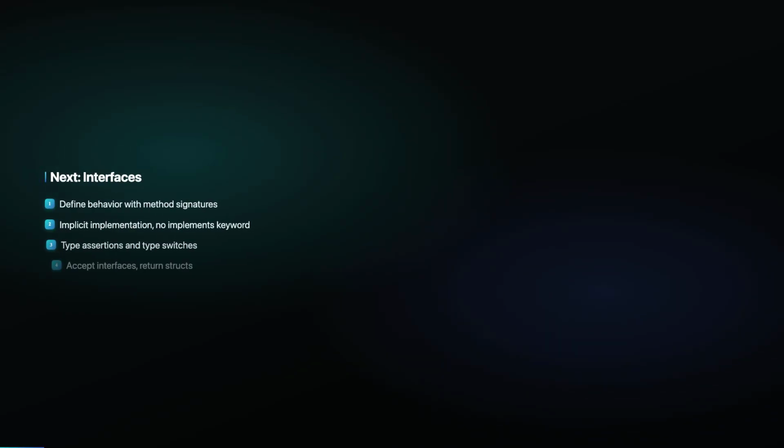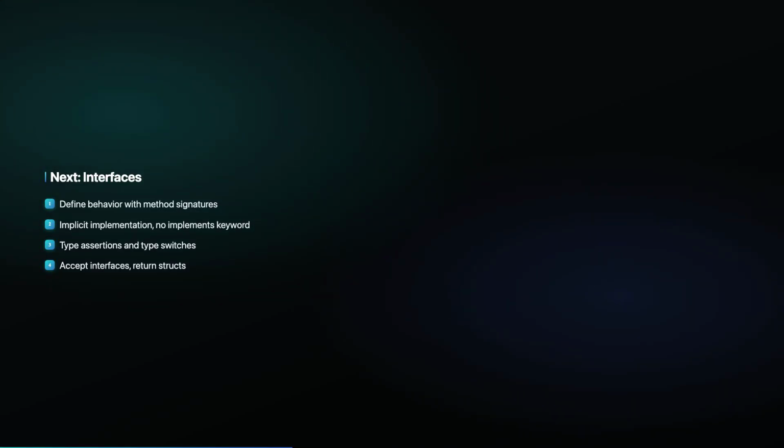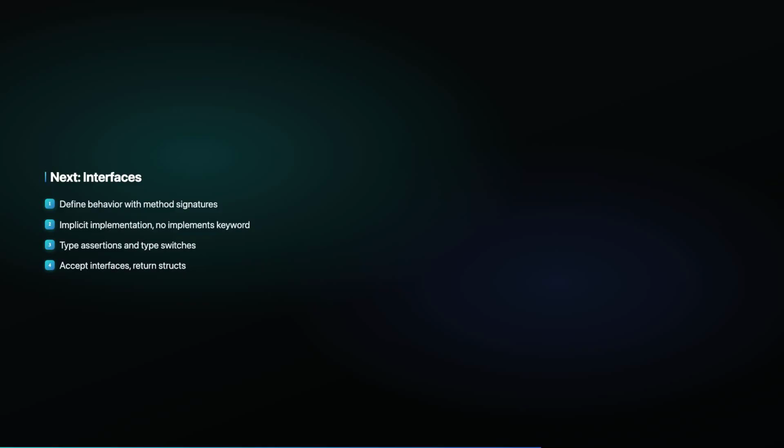In the next video, you will learn about interfaces and polymorphism. Interfaces define behavior without specifying the implementation. Go uses implicit implementation, which means there is no implements keyword. If a type has the right methods, it automatically satisfies the interface.